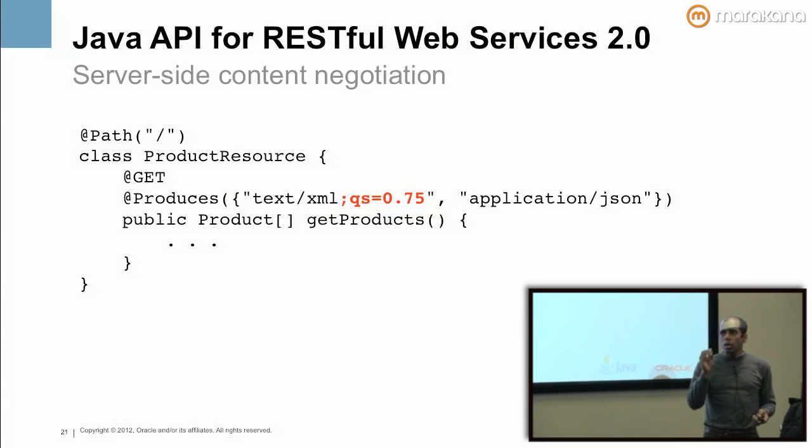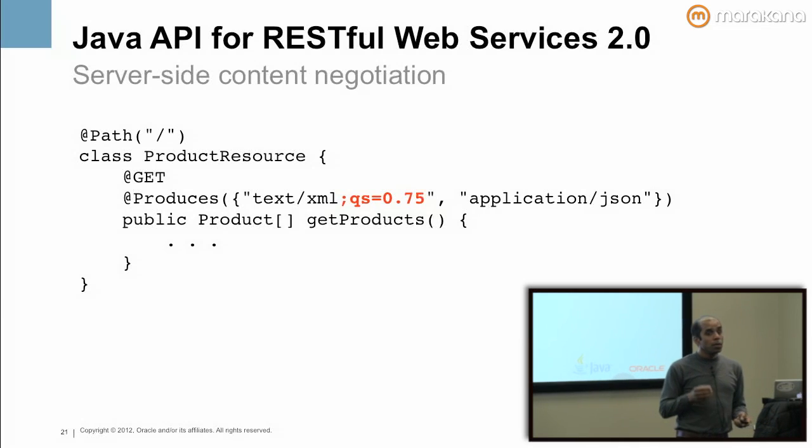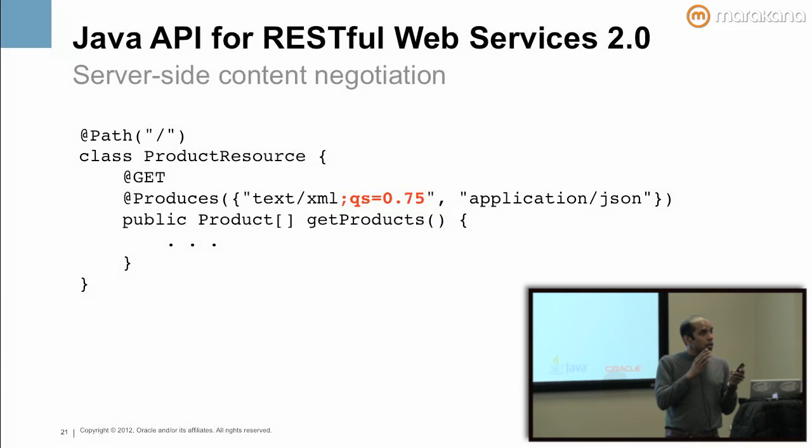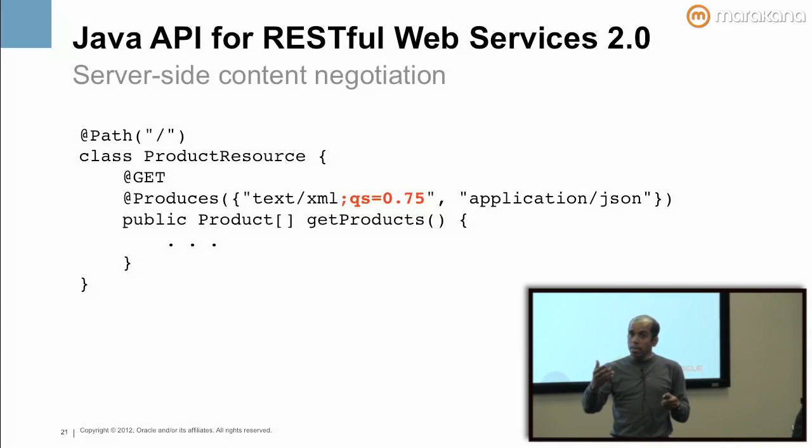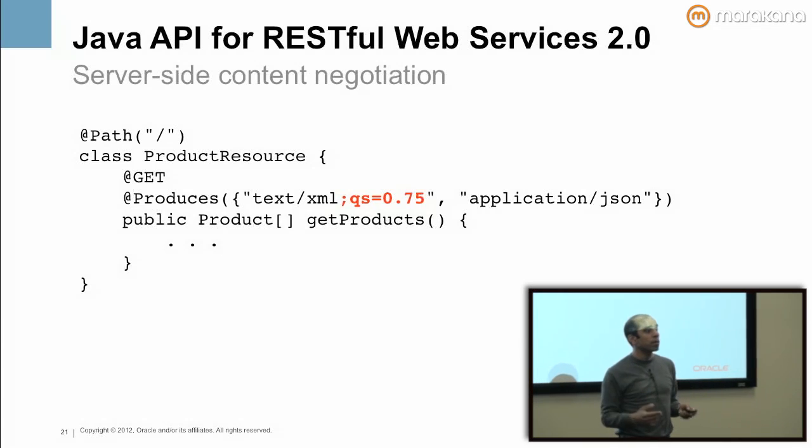One of the little nifty features that we're adding as part of JAX-RS is how you can do server-side content negotiation. Today, content negotiation means the client is saying, I'm sending a request and I want a response back. What kind of response do I want back? I'm a browser, so I want an HTML response back. Or I'm an application, so I want a JSON response back. You can define that by using the HTTP Accept header.